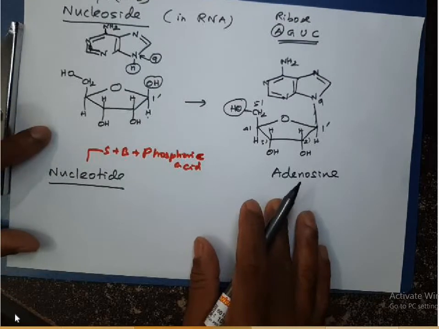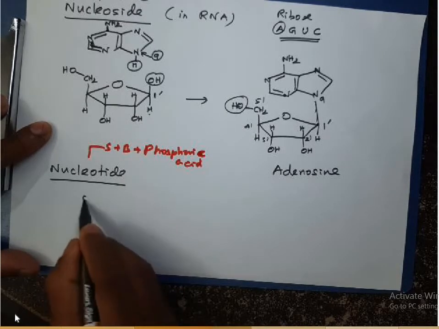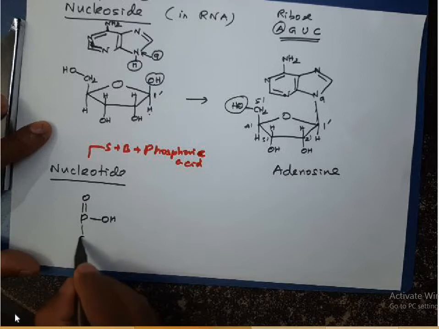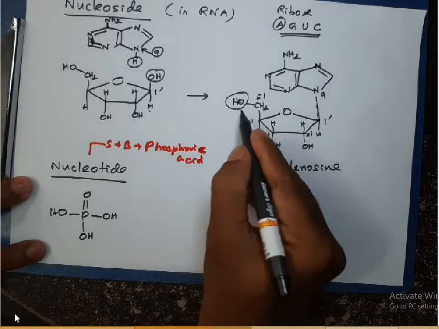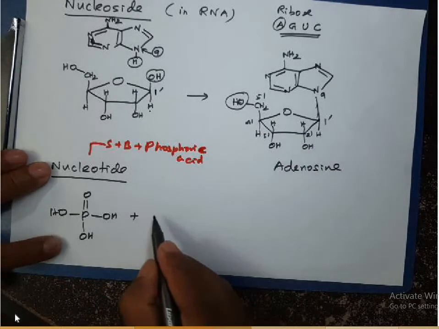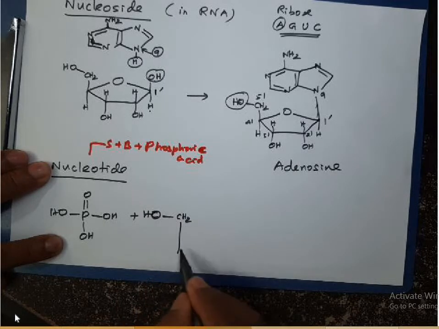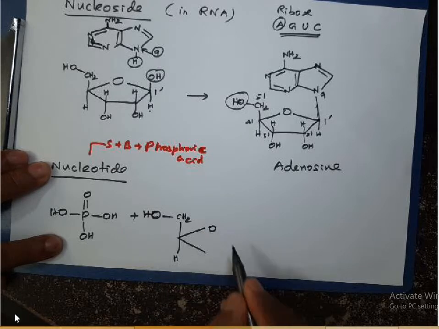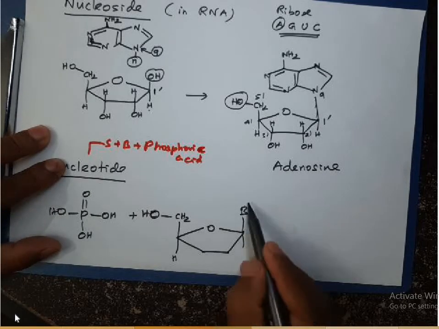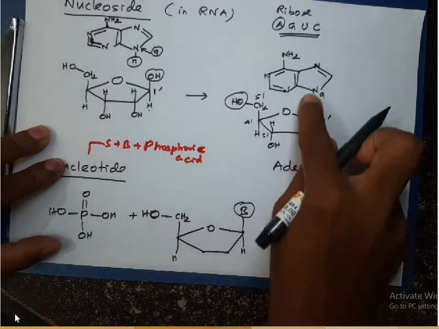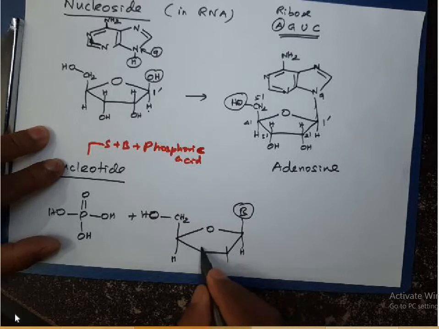So what will happen? See here. Students, let me write once. This is phosphoric acid, P double bond O, OH. First I will write phosphoric acid, OH, OH. Now I am going to connect this here. This is OH group of CH2, that is 5' carbon. Now it is connected to the 5-membered ring. Let me draw like this. And here we have the base, which is adenine now, since I have taken this example. Keep all other things as such.